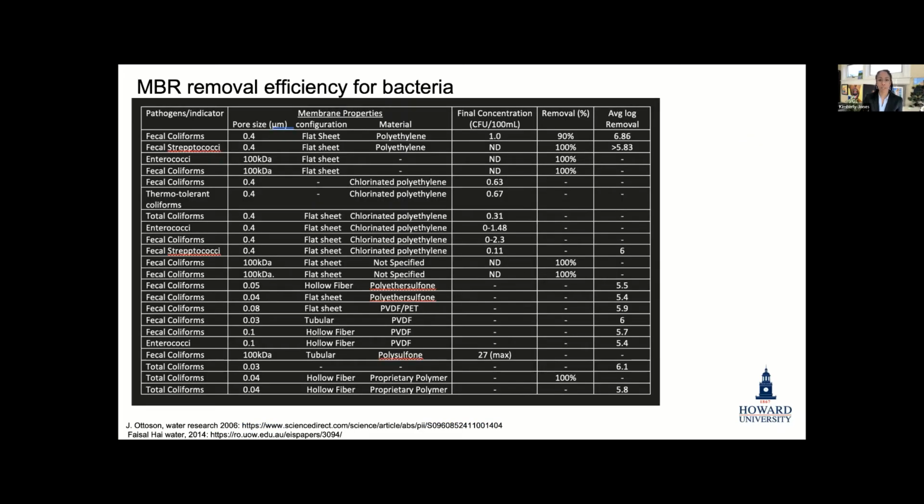Just real quickly, I'm going to show you a table with a lot of information, but the main point here is we look at many different types. This table has different types of bacteria and different pore sizes for membranes. If there's a number like 0.4, these are microfiltration membranes. If it has kilodaltons, those are ultrafiltration membranes. So we tend to use microfiltration and ultrafiltration membranes for membrane bioreactors. You can use different configurations and different materials. But the point is, when you look at the log removal for these membranes, bacterial removal is about 5 to 6 log pretty consistently for a lot of these membranes.